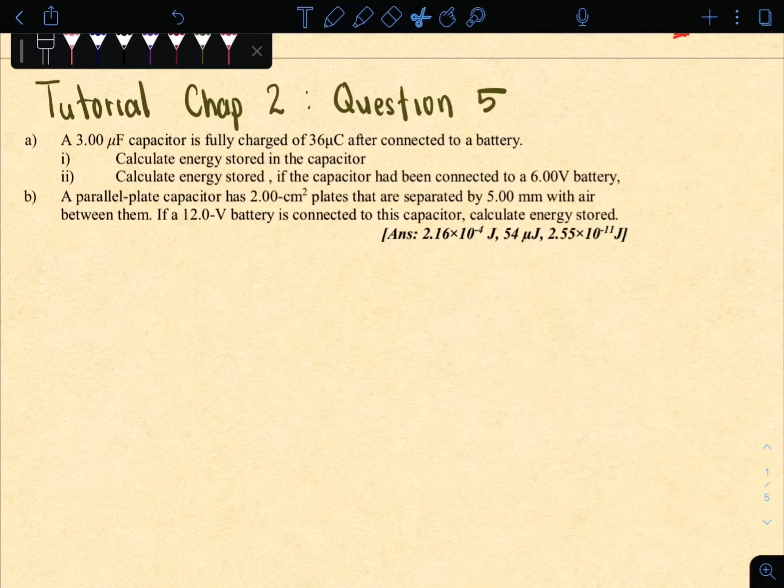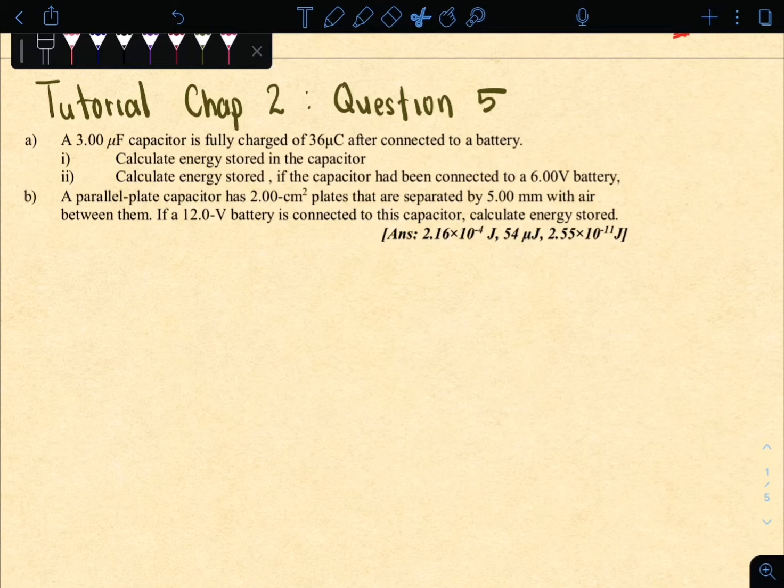Okay, we'll continue our tutorial chapter 2, question number 5. So, given to us, a 3 microfarad capacitor is fully charged of 36 microcoulomb after connected to a battery. Calculate energy stored in the capacitor. So, soalan minta kita cari energy stored in the capacitor.